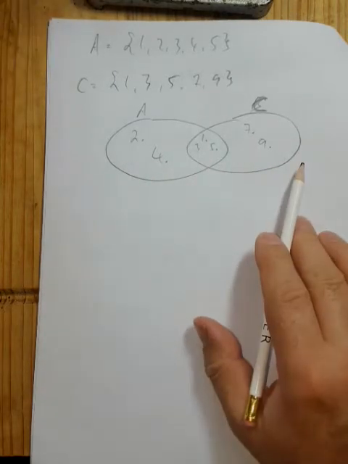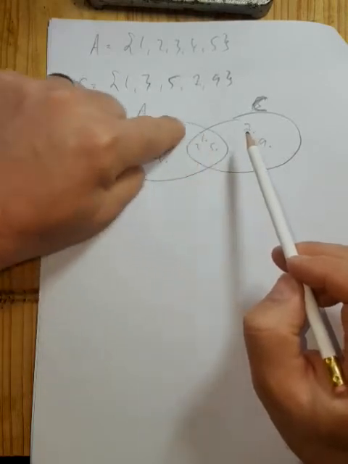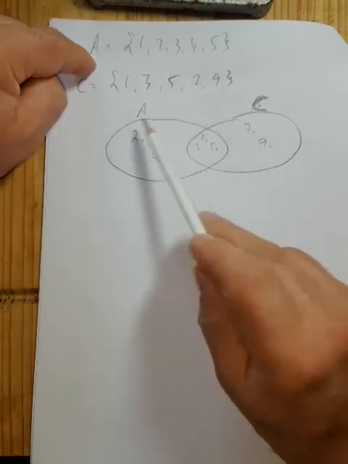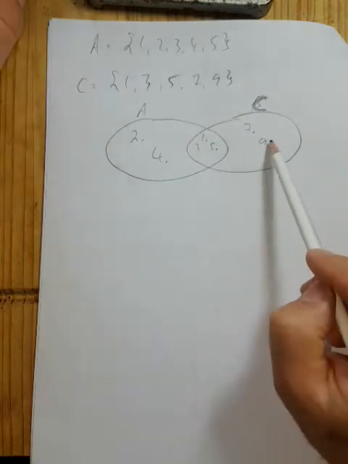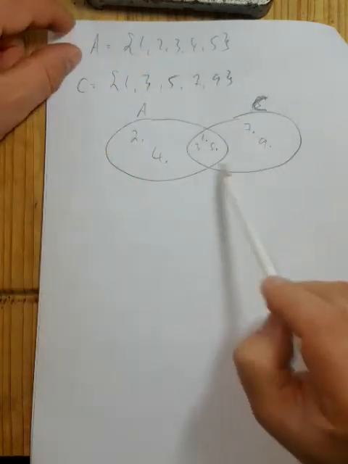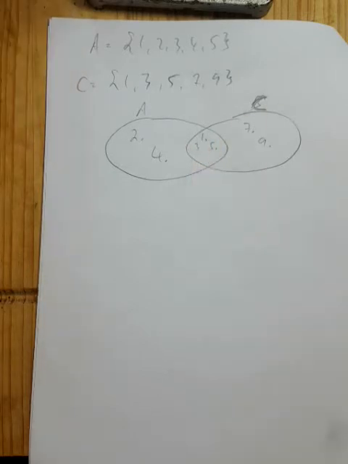So now we've got a clearly defined Venn diagram. We're showing all of the elements that are in A are in this circle: 1, 2, 3, 4, 5. So they're all there. All the elements of C are in this circle: 1, 3, 5, 7, 9. The only thing is these two circles overlap, and this bit here, the overlap called the intersection, is where these elements that are in both go.